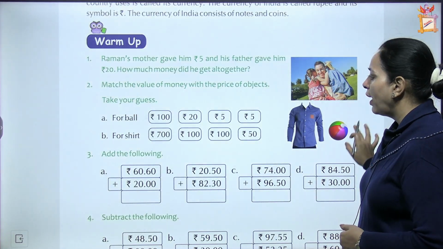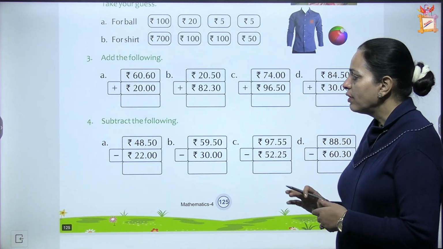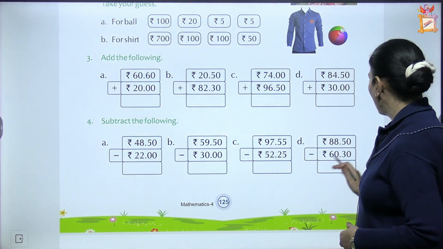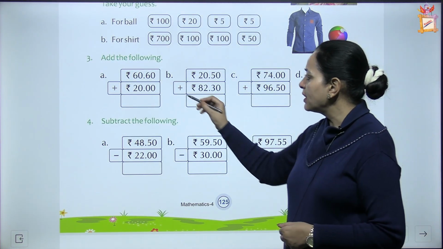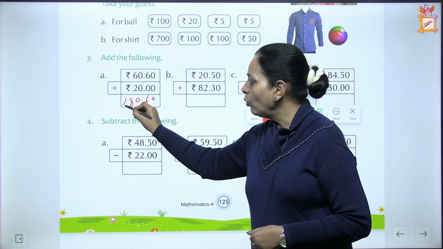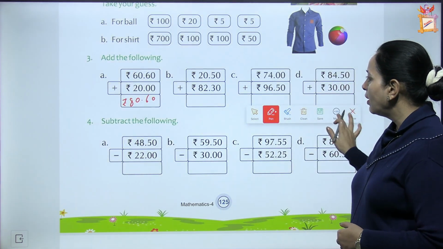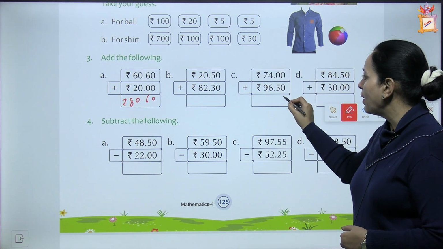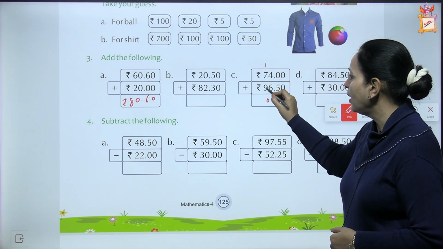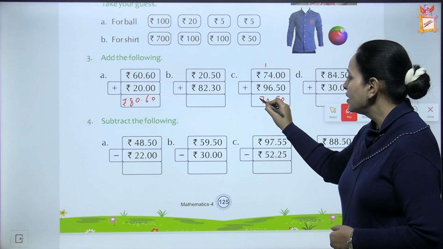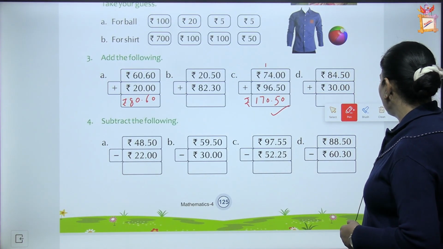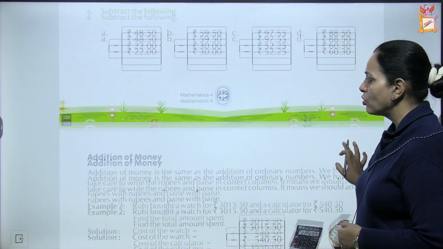Now the third one, add the following. You can add like A part, 60 rupees, 60 paise and 20 rupees. So what to do? We have to add paise, 0, this is 6, 0, 8, 80 rupees, 60 paise. Similarly, like C part, add paise, 6 plus 4, 10, 0 here, 1 carry, 9 and 7, 16 and 1, 17. So 170 rupees, 50 paise. Similarly, fourth question, subtraction you can do.